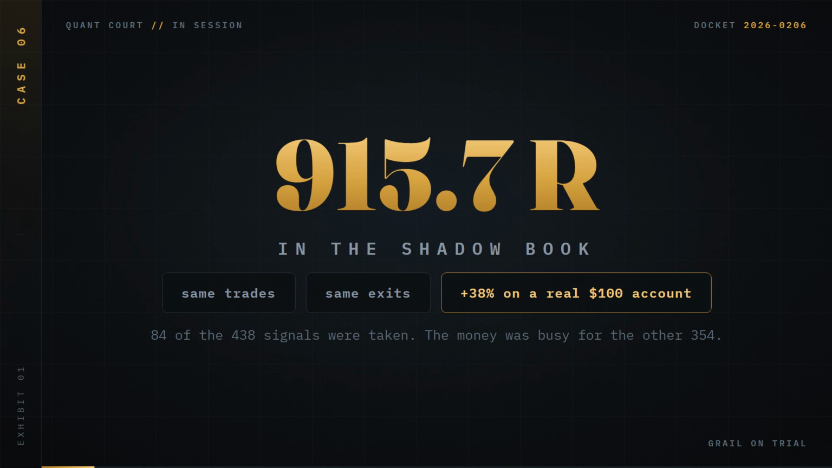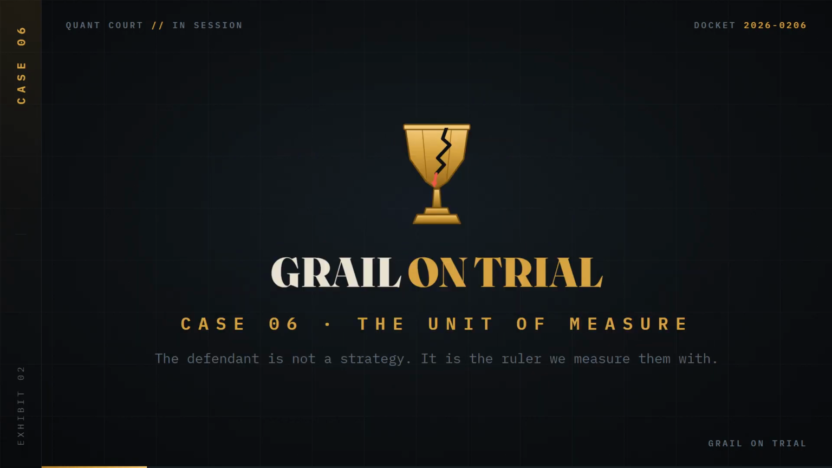915.7R. That is what one of our candidates printed in the shadow book. Run the same trades through a real $100 account, and you get plus 38%. Not slippage. The account could only take 84 of the 438 signals. The other 354 arrived while the money was already busy. Case 6. Quant Court is in session.